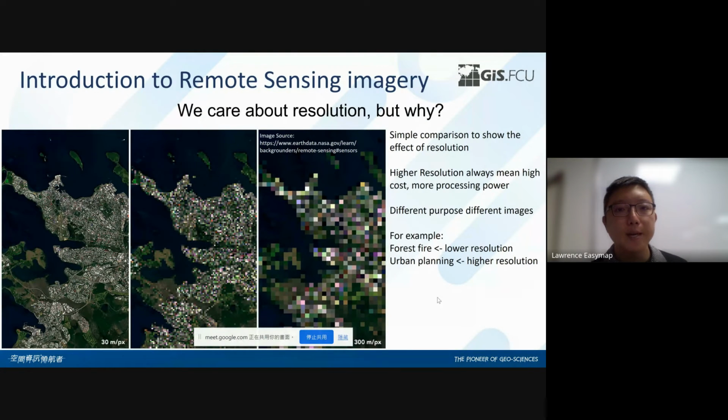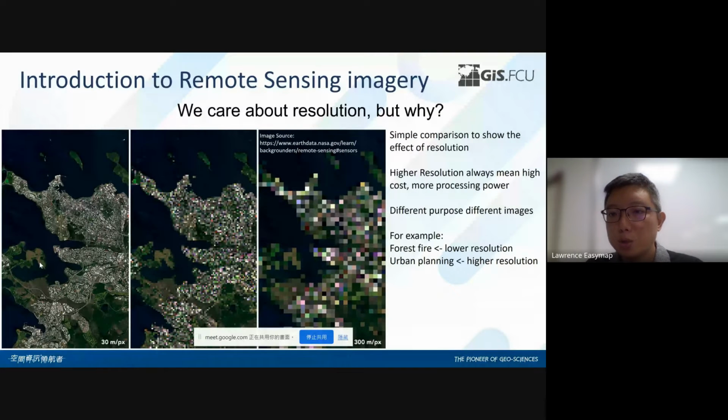From the previous slide, I talked quite a lot about the resolution, and we care about the resolution, but why? For these three pictures, I think you can have a very good idea. The left-hand side is an image with a resolution of 30 meters per pixel, and the middle is much bigger. And the right-hand side is 300 meters per pixel. So you can see which one has more details.